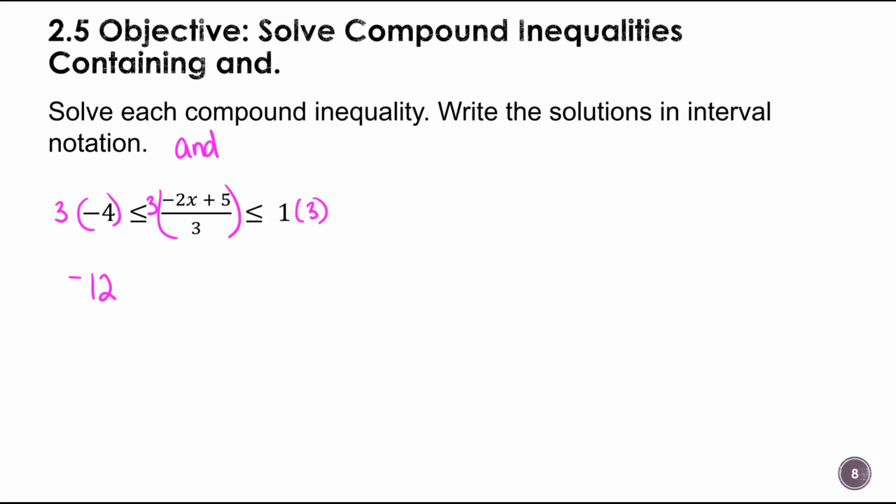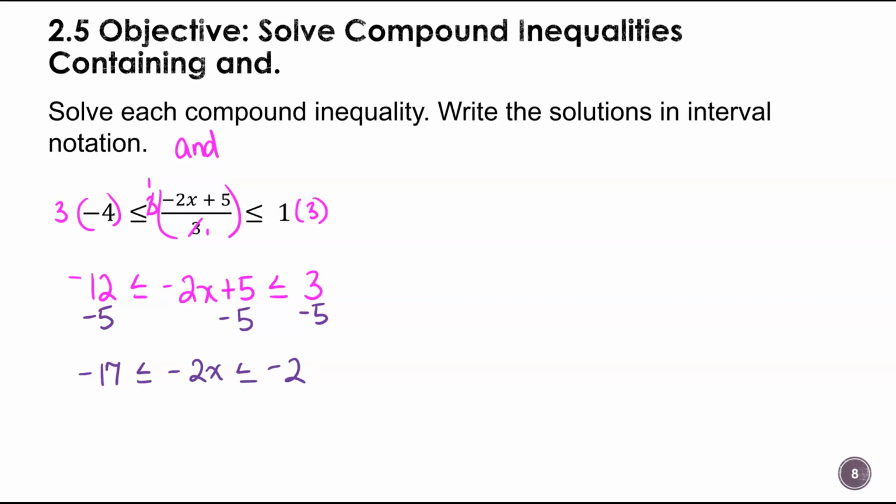So -12 is less than or equal to, that eliminates the 3, so that's just -2x plus 5 is less than or equal to 3. And then, of course, we solve the compound inequality. We subtract 5. So that's going to be -17 is less than or equal to -2x, and then we divide everything by -2.